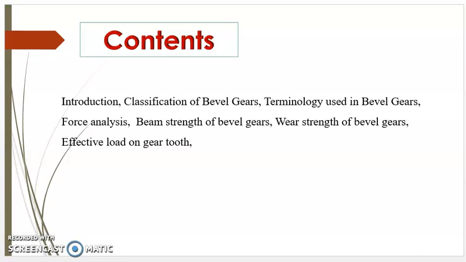Contents: introduction, classification of bevel gears, terminology used in bevel gears, force analysis, beam strength of bevel gears, wear strength of bevel gears, effective load on gear tooth.